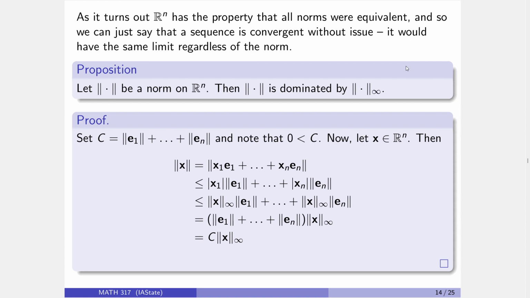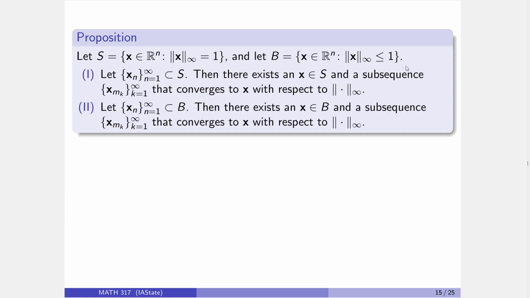Alright, so the trick now that we're going to pull is to prove that the infinity norm is dominated by any norm. And this is where we're going to have to pull out some trickery. Showing that any norm is dominated by the infinity norm is pretty easy to do, but the reverse requires a couple of maneuvers, and probably the Bolzano-Weierstrass theorem. So let's see that in action.